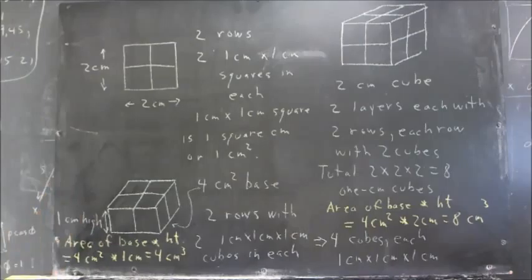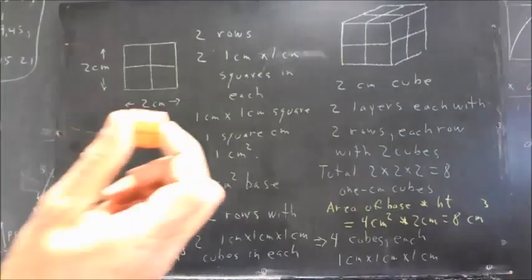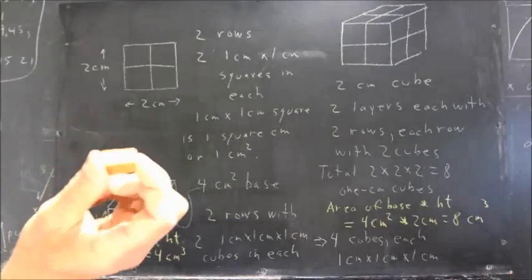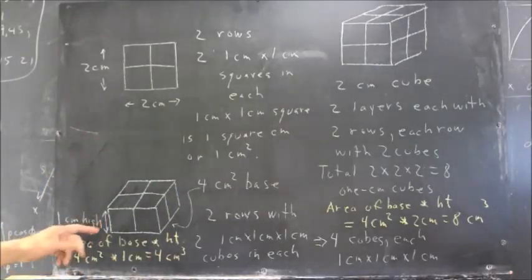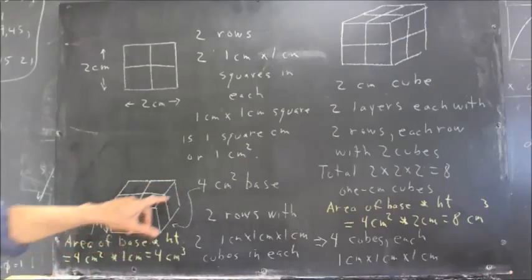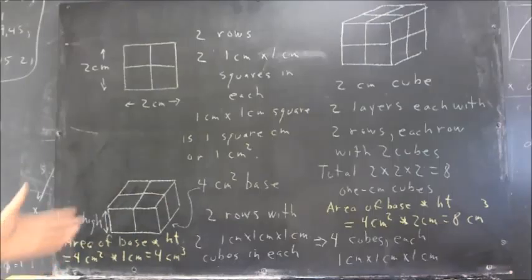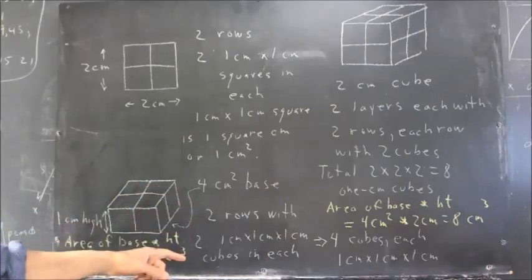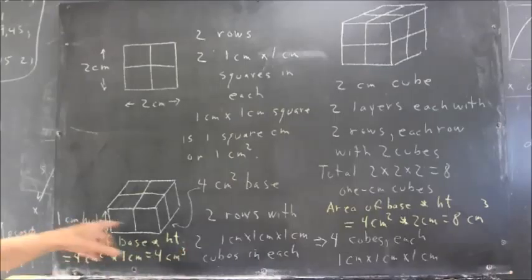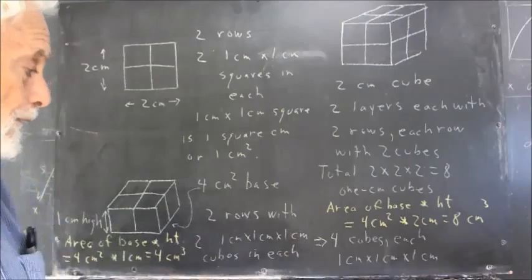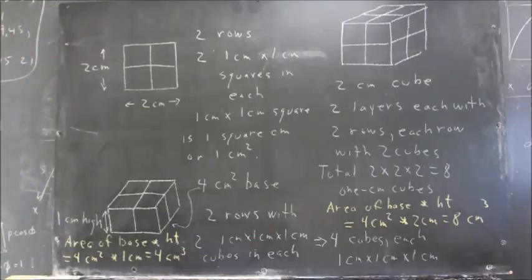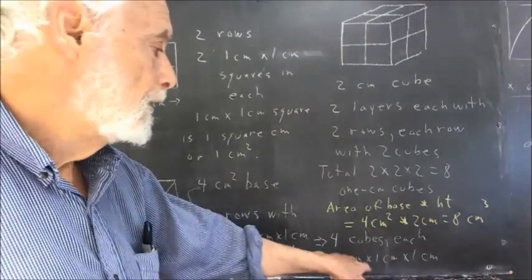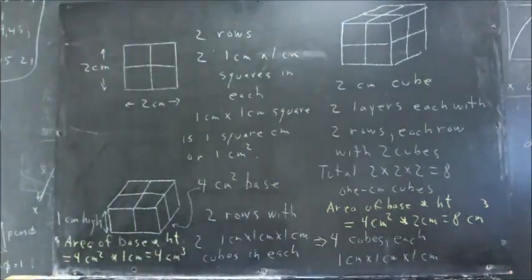Now, when we form our first solid, this thing here, 1 centimeter high and 2 centimeters by 2 centimeters, of course, we have 4 1 centimeter cubes, so we do have a volume of 4 centimeters cubed. What we have then is 2 rows of cubes, each with volume 1 centimeter by 1 centimeter by 1 centimeter, and that implies then that we have 4 cubes, each 1 centimeter by 1 centimeter by 1 centimeter.